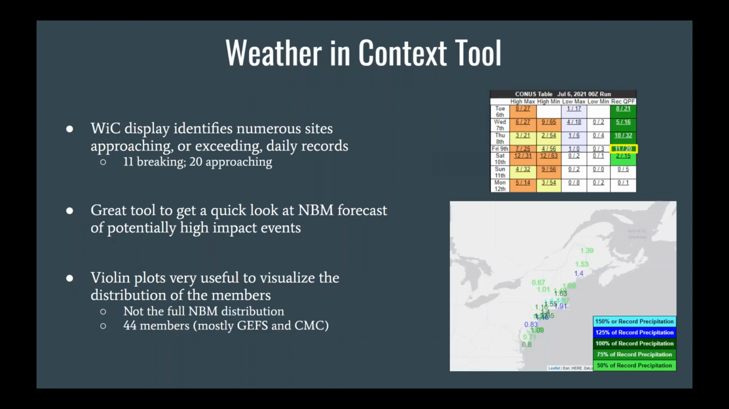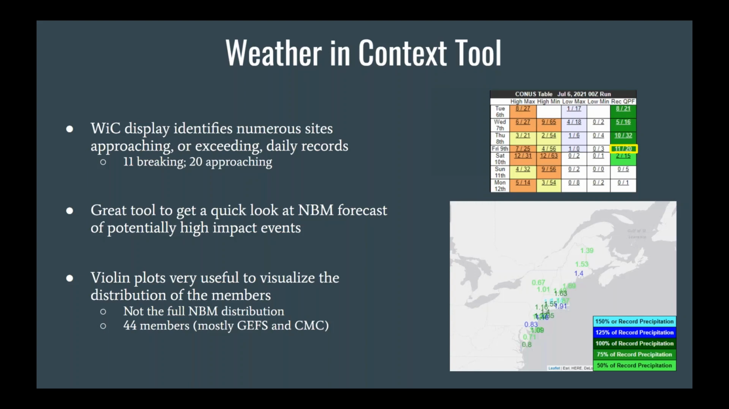So weather and context is a relatively new tool, and I hope you folks have been looking at it. We've talked about it a few times on these weather briefings. It's a great way to see if the MDM is forecasting record or near record values, whether it be temperatures or QPF. So on the top there, I have the table for the weather and context tool that shows 11 sites the MDM's forecasting record precipitation for, and 20 are greater than 50% of the daily record.